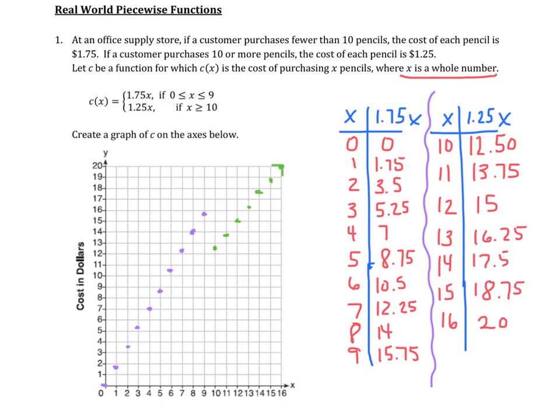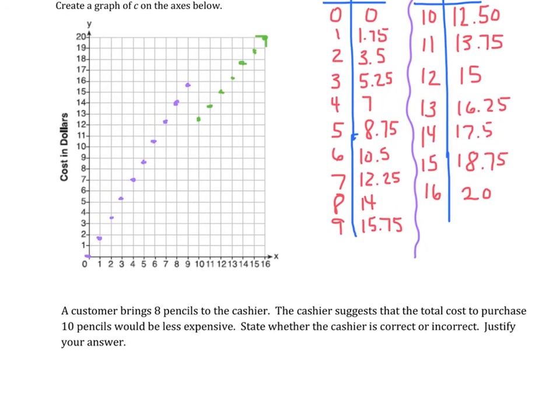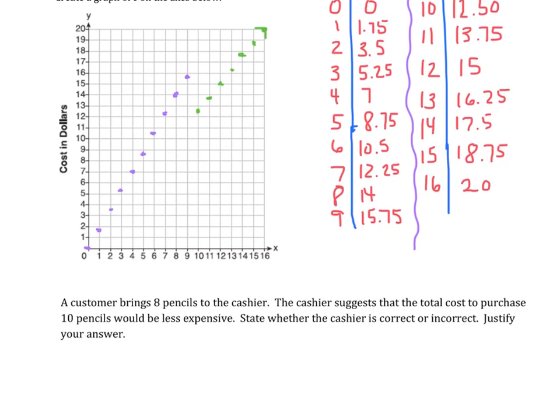Okay, then there's a follow-up question underneath here. The follow-up question basically asks, let's see here. A customer brings 8 pencils to the cashier, and the cashier suggests that the total cost to purchase 10 would be less expensive. State whether the cashier is correct or incorrect and justify your answer. Okay, well, if I have this table of values over here, I'm definitely going to use that to help justify my answer. So I'm going to look at my table of values. What was the cost for 8 pencils, and what is the cost to purchase 10 pencils? So I have these two values here, and I would definitely say that the cashier is correct.